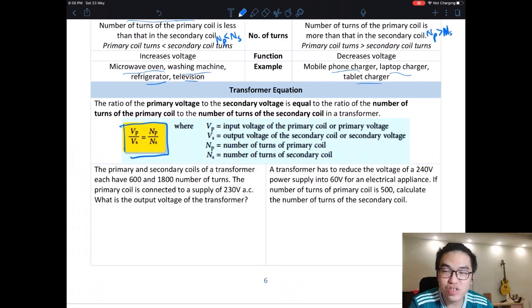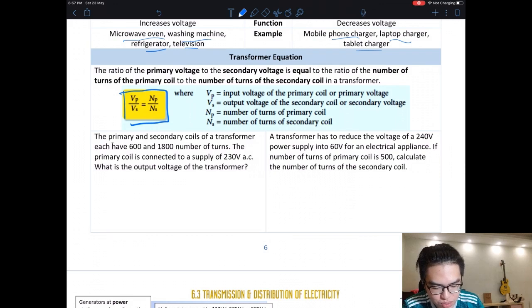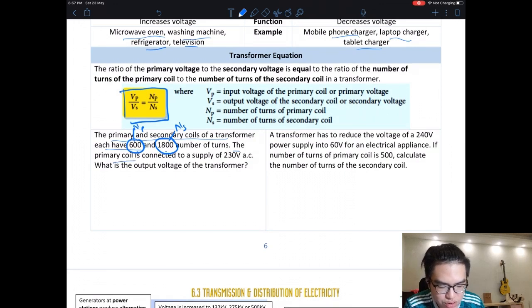So let's try this question. The primary and secondary coil of a transformer each have 600 and 1800 turns. Please label first. I like to label my stuff so that I don't get confused. So 600 is Np, the number of turns of primary. 1800 is Ns, the number of turns of secondary. The primary coil is connected to 230 volt AC. So this is my Vp going in. What is the output of the transformer? So now I want to find Vs.